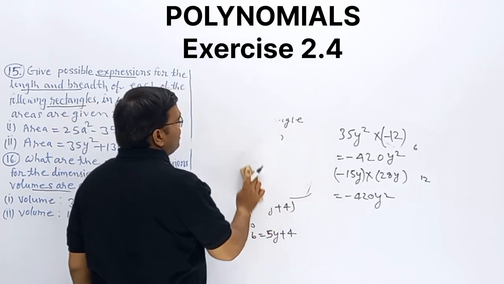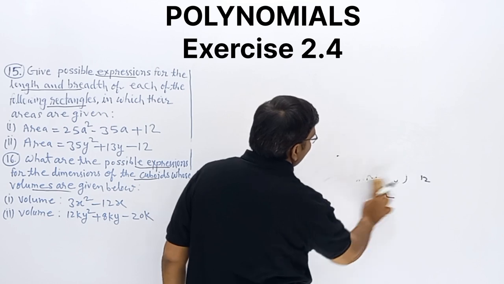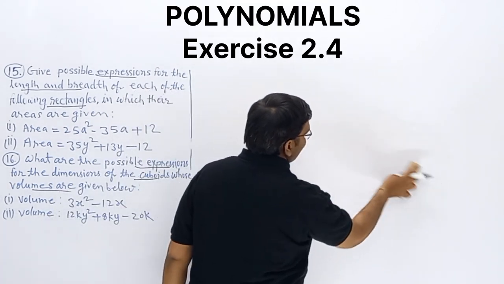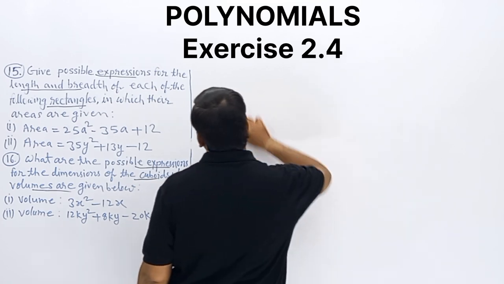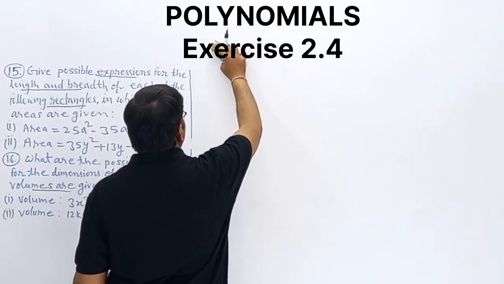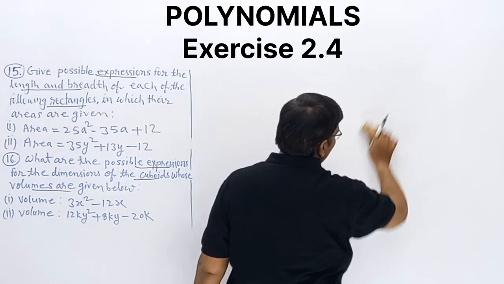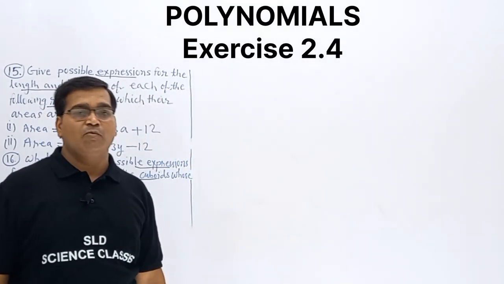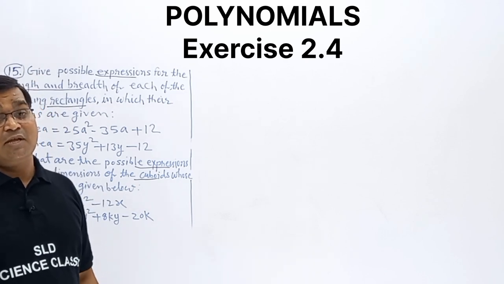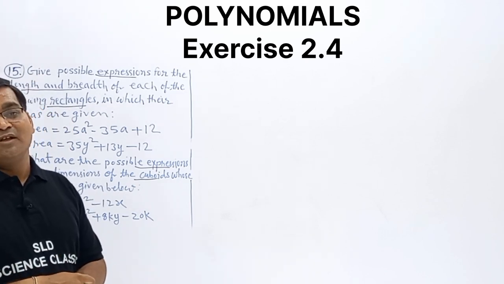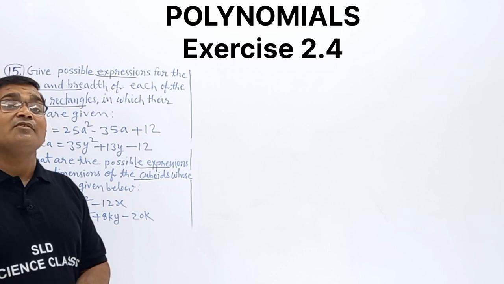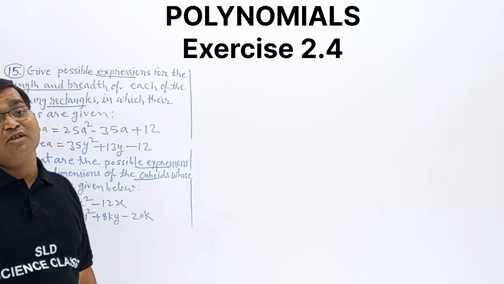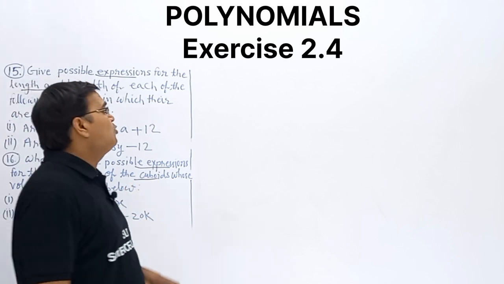Question number 15 is based on the area of a rectangle, and area of a rectangle is what? Length into breadth. Only two sides are sufficient. A rectangle is having length and breadth, but a cuboid, how many faces is it having? A cuboid has 6 faces. So 6 faces, 6 rectangles it is having. Clear? So what will be the volume of a cuboid?